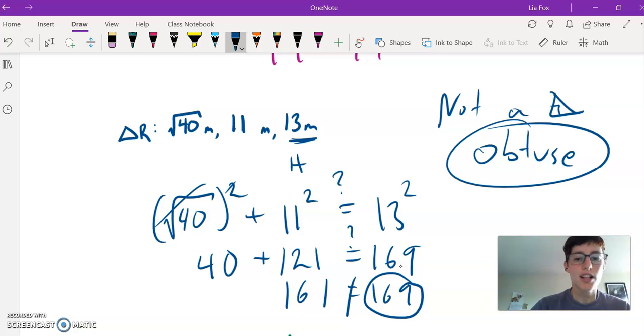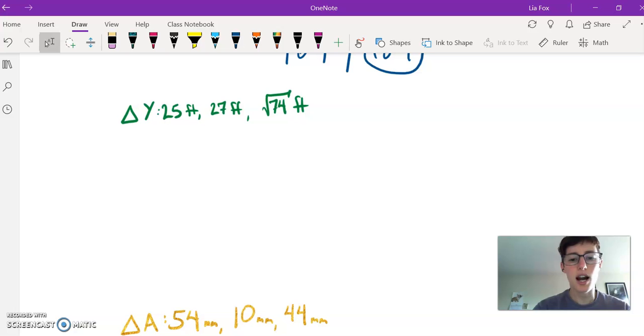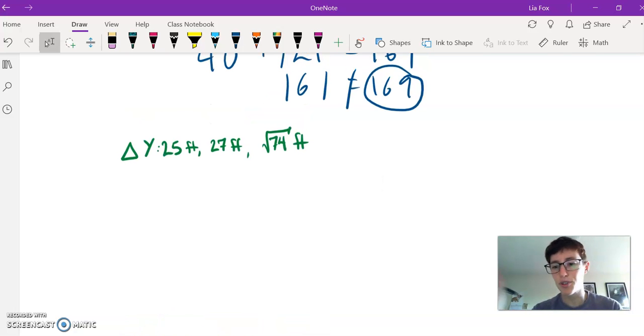Obtuse. Let's do one more example. I think we have time for one more. Let's see what happens here. I have lots of examples to pull from always, because you can always just make them up. See how they interact. Let's do this guy. We have 25, 27. The square root is 74.